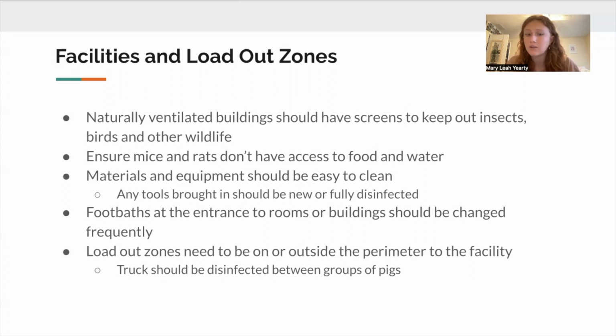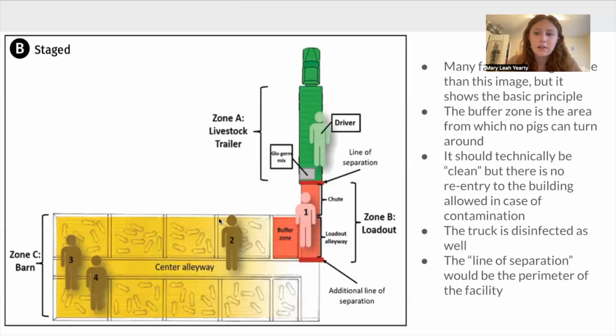And then loadout zones should be on or outside the perimeter of the facility. We don't want these trucks coming all the way in to the front of these buildings in areas where other swine and humans may travel in between buildings. And again, the truck should be disinfected between groups of pigs. So as you can see, here's kind of a model.